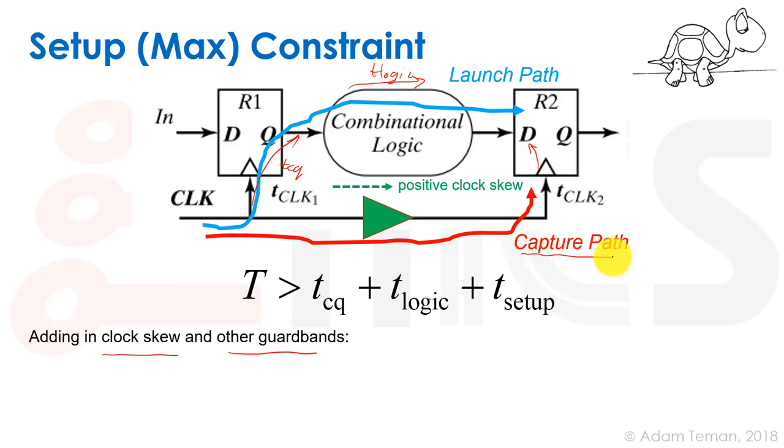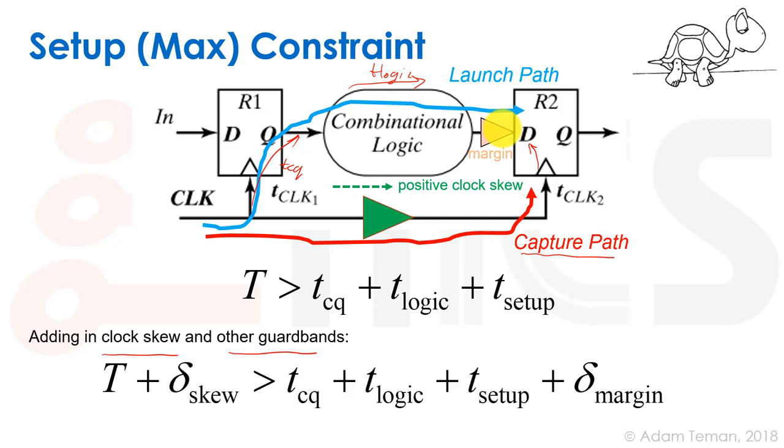Then again, we also would like to guard band for other things that we'll discuss a bit later on in the course, which are all kinds of margins that can go into the data path to ensure that we are actually catching all of the cases. So this margin over here is part of the launch path. And therefore, when we add these two deltas, we have the T plus this delta skew over here. This would be delta skew, and this will be delta margin. So T plus delta skew is on the capture path, which has to be larger than TCQ plus T logic, plus the T setup that we discussed already, plus this delta margin that we have added here. And we will discuss later on where delta margin comes from and where delta skew comes from. So that's our max constraint.